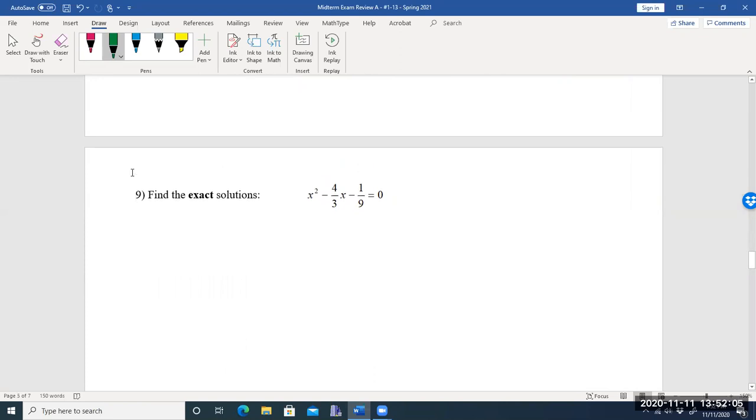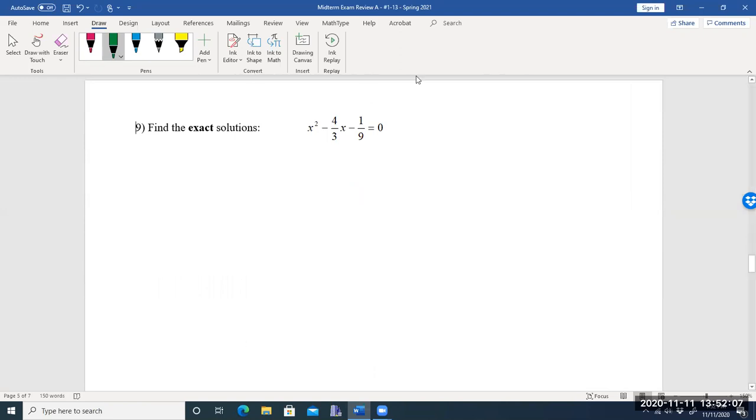All right, number 9. This is another one where I'm going to clear fractions first. So we've got, I'll make it x squared over 1 minus 4x over 3 minus 1 over 9 equals 0. You could do 0 over 1 if you want, it's still just going to be 0 over there.